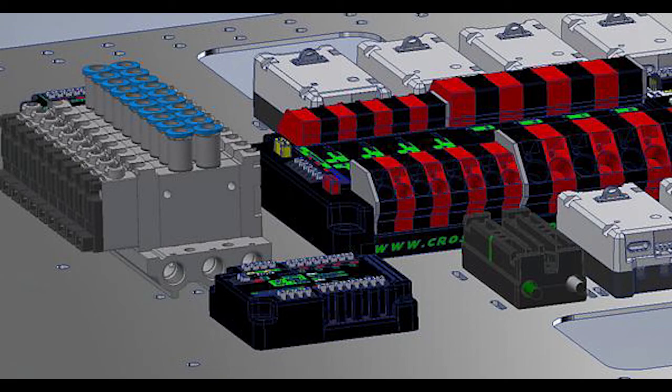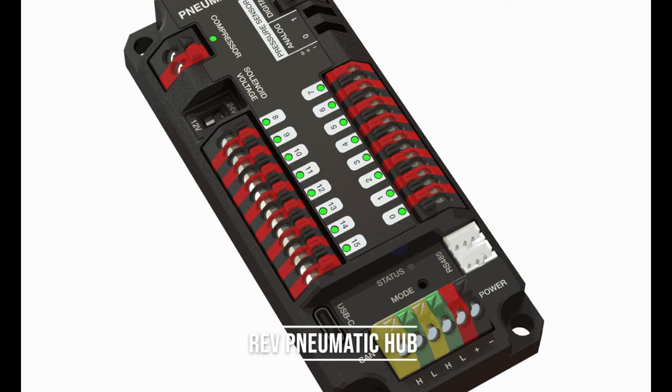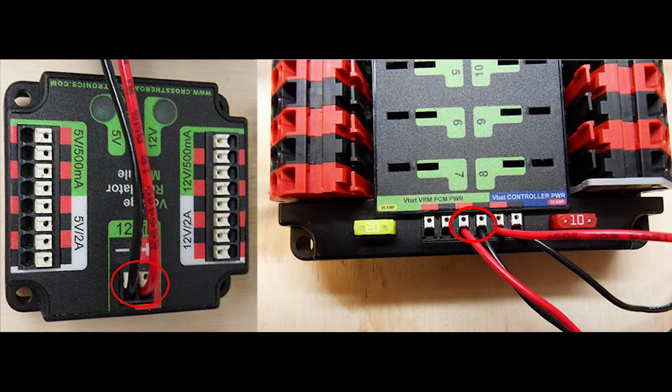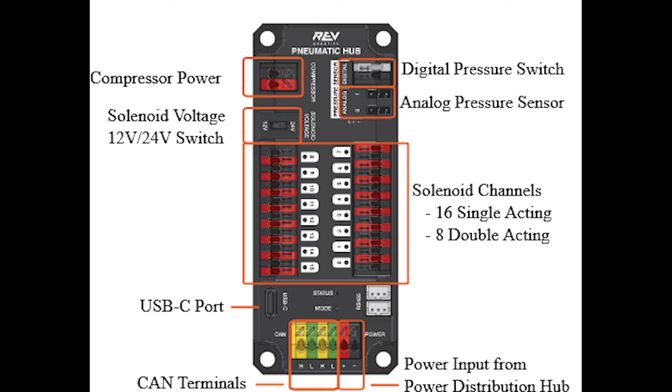This allows us to save a lot of space and organize our pneumatics better, as all the solenoids will be in one spot. Finally, we have the Rev Pneumatics hub. This connects to our PDB at the same place where the VRM does. It powers all of our pneumatics devices and is connected to CAN so that we can control our pneumatics devices from the code. All of our pneumatics are powered through this module, not through the PDB.